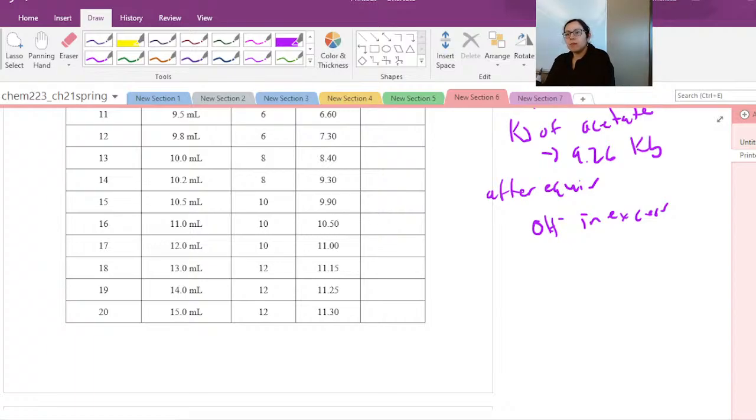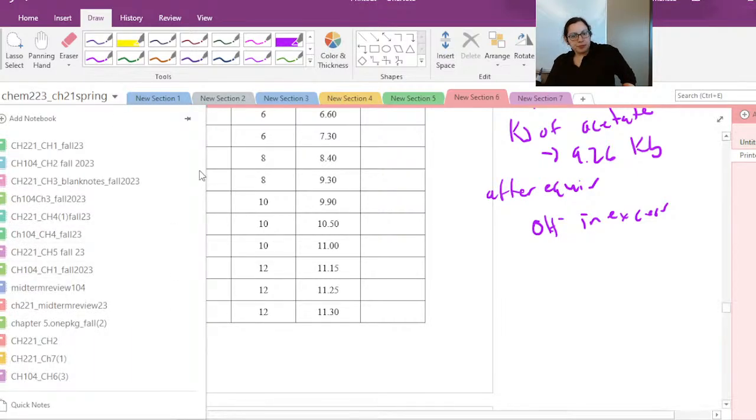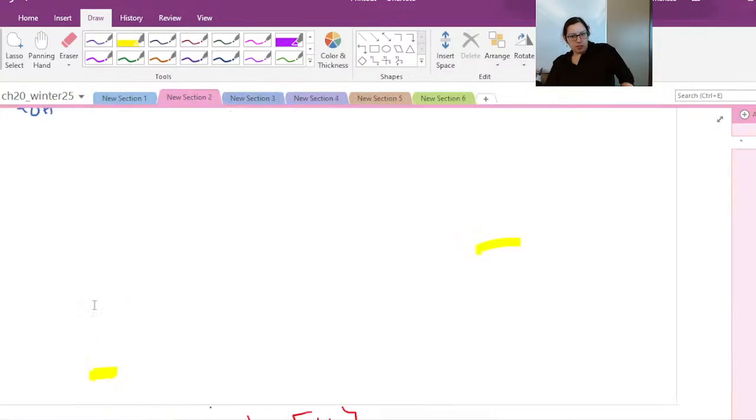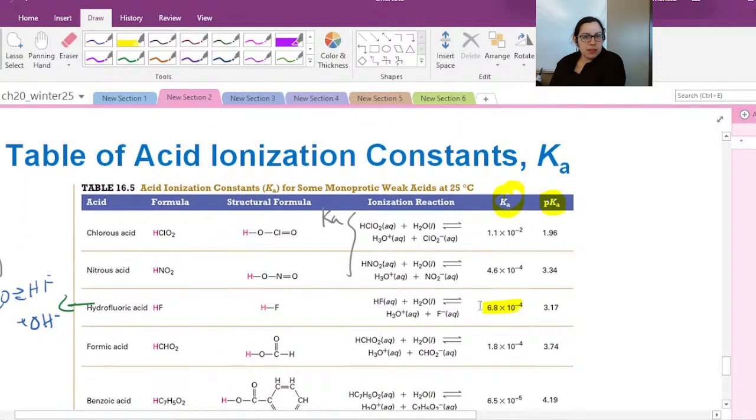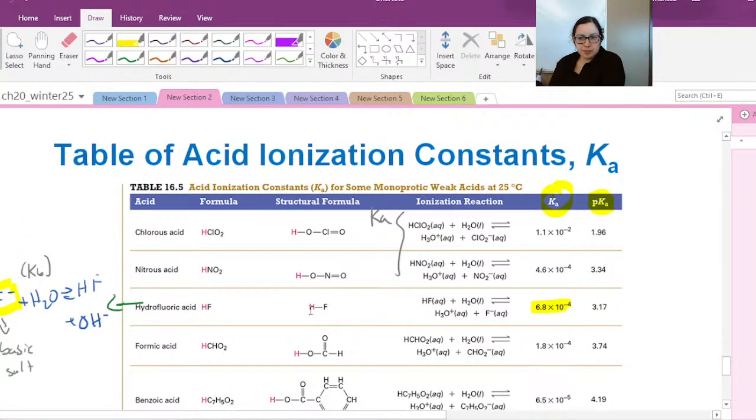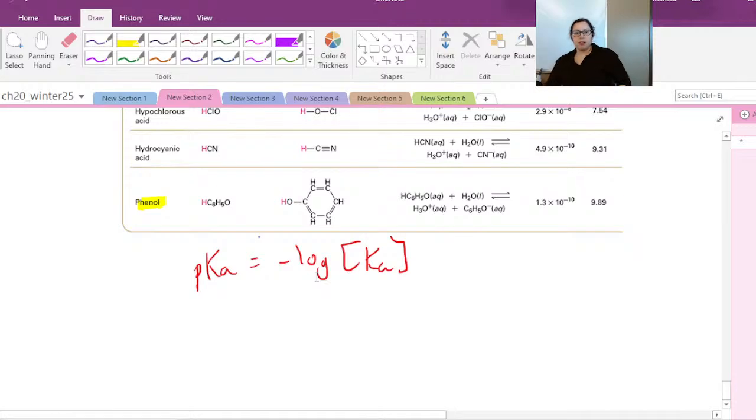So you probably have to look up the pKa, right? So if you remember, we just have this relationship where the Ka and the pKa are related. But if the problem doesn't give you a Ka or a pKa, then you probably just have to look it up.